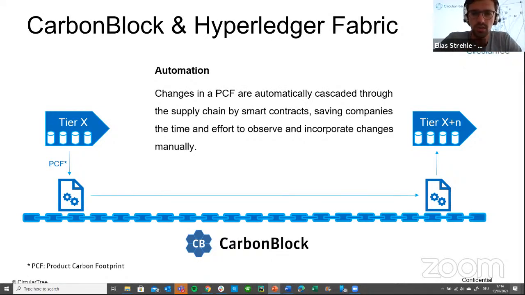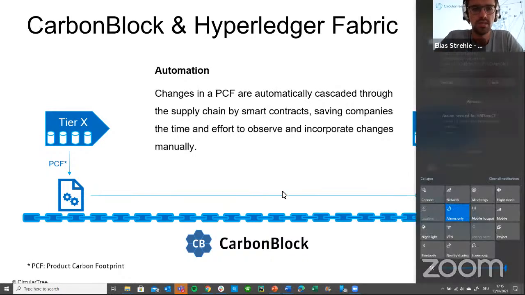And this is where we use smart contracts to trigger this cascading and make sure that updates are pushed forward from the first company that did a recalculation to all the other companies that depend on this product carbon footprint. And then the final slide from my side.